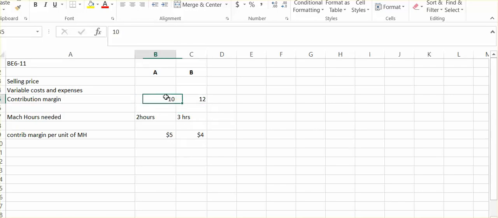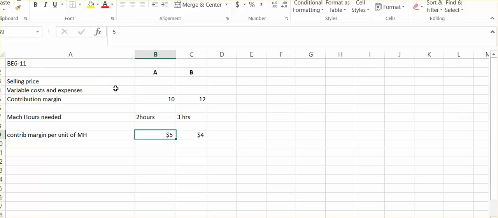So we get contribution margin, right? So that's what we have left after our variable cost, 10 for product A and 12 for product B. It takes 2 hours to make the A product, but it takes 3 hours to make the B product. So it takes more time to make the B product. That means that if we got another machine or some more time to use the machines, then we could make $5 per unit in contribution margin if we go with A versus 4.